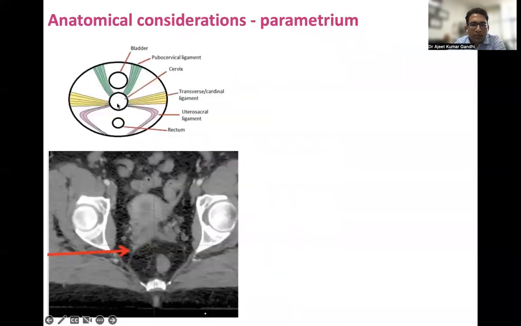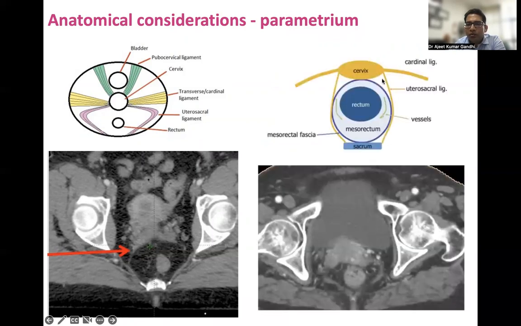The cervix is supported by several ligaments. Of these, the three important ones are the transverse cardinal ligament, the uterosacral ligament, and the pubocervical ligament. On a normal CT scan of the pelvis, it is difficult to identify a normal uterosacral ligament. However, it can be identified if there is a pathological involvement in the form of thickening.